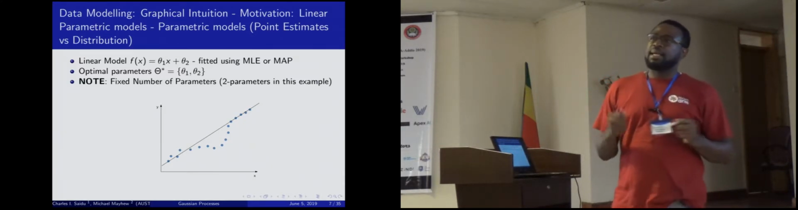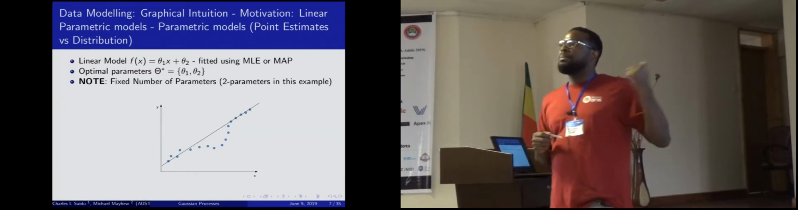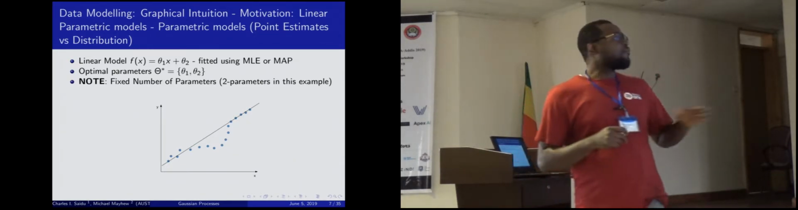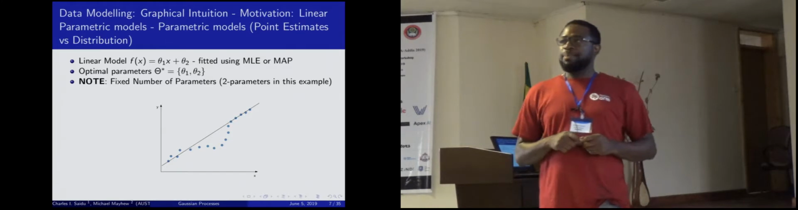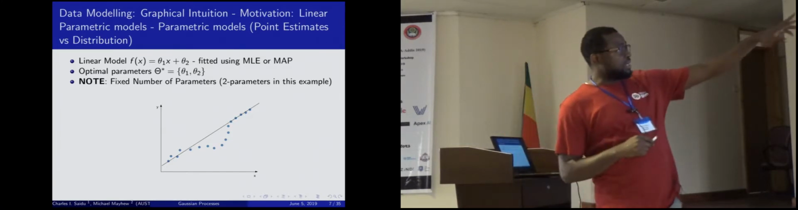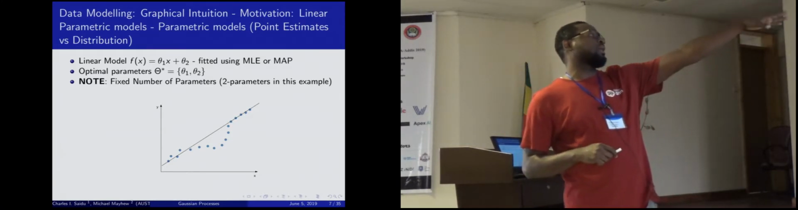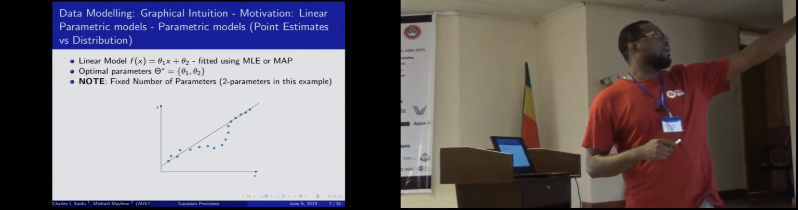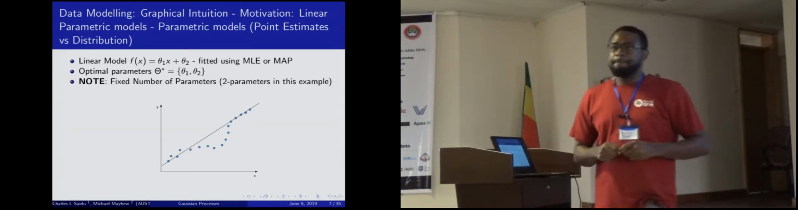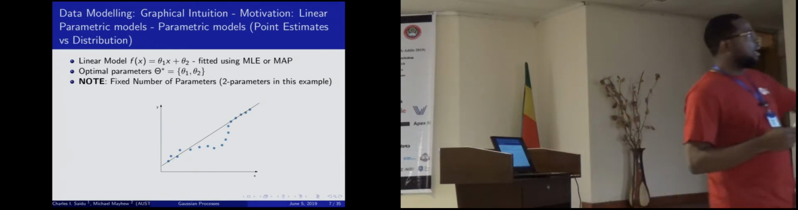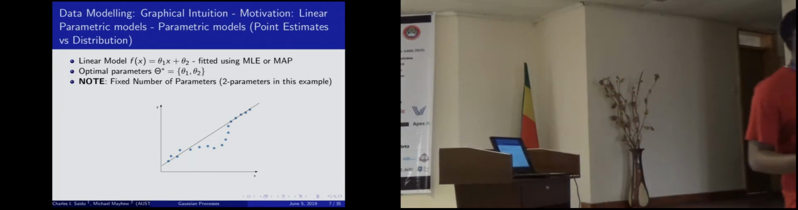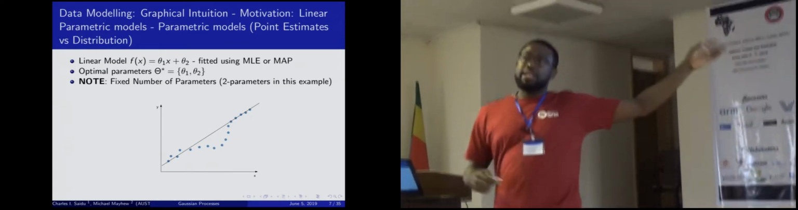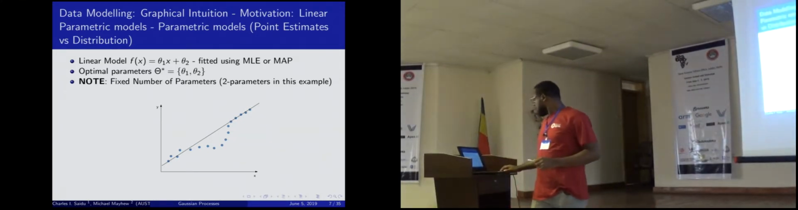So basically, we're saying that to describe our model, we can use two parameters and fit a line to this model. And the parameters we're talking about, in this case, are theta 1 and theta 2. So we can either fit this model using MLE or MAP. So basically, you're trying to evaluate what theta 1 will be for this data and what theta 2 will be for this data using any of those techniques.